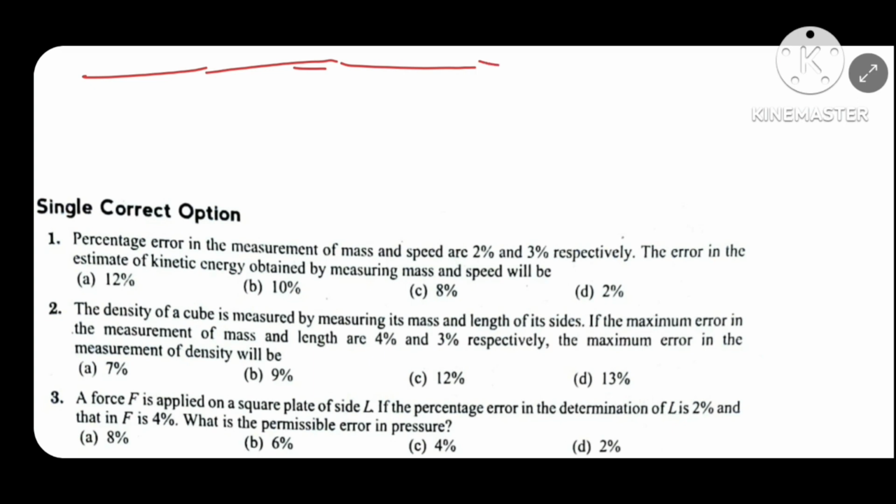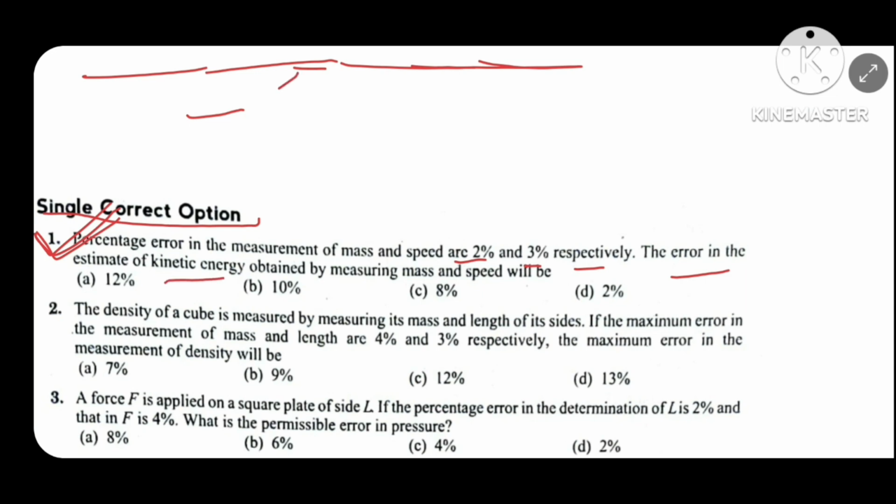Now today I will be discussing the single correct option questions from significant digits, error and operations of significant digits. Now question number 1. Percentage error in the measurement of mass and speed be 2% and 3% respectively. The error in measurement of kinetic energy.